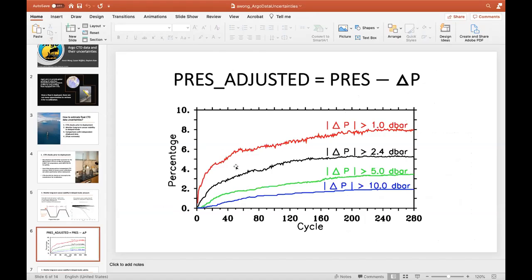Here is a plot that gives you some indication of the amount of adjustment we've had to apply to pressure. At the edge of this plot is cycle number 280, which corresponds to about 7 years in a float's lifetime. And if we focus on the black line, which shows pressure adjustment greater than 2.5 decibar, towards the very end of the 280 cycle, which is around 7 years, only about 5% of the Argo profiles need pressure adjustment greater than 2.4 decibar. I'm focusing on this value 2.4 decibar because that is the pressure sensor accuracy that Argo uses. In other words, most pressure sensors in Argo are fairly stable over the long term.